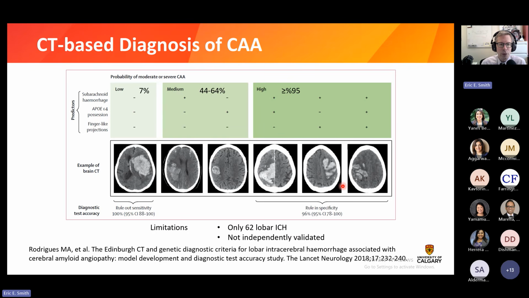But if both the finger-like projections and the subarachnoid hemorrhage are present, which is this column here, you're still able to rule in CAA with high specificity. So a modified version of this criteria based only on the CT features of presence of subarachnoid hemorrhage and presence of finger-like projections, if both of those are present, you can still be pretty confident that CAA is present neuropathologically.